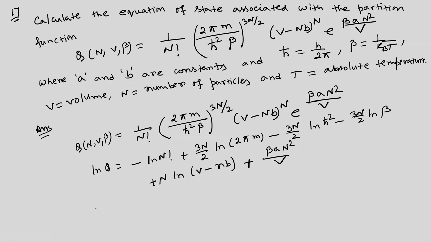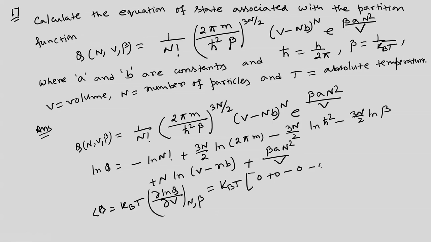So, the average pressure is k B T times del ln Q by del V at constant number of particles and temperature, or beta. If we differentiate ln Q with respect to V, the first four terms give 0, the fifth term gives N by (V minus N b), and the last term gives minus beta a N squared by V squared.